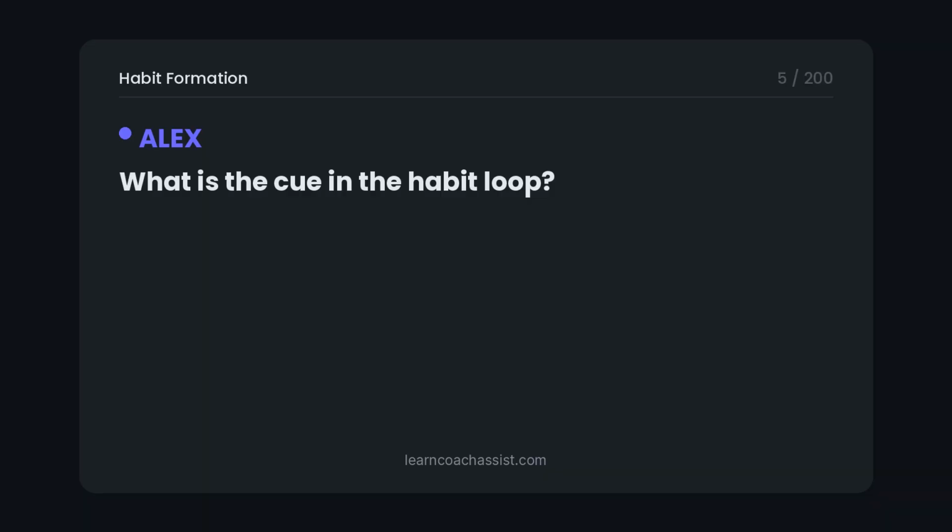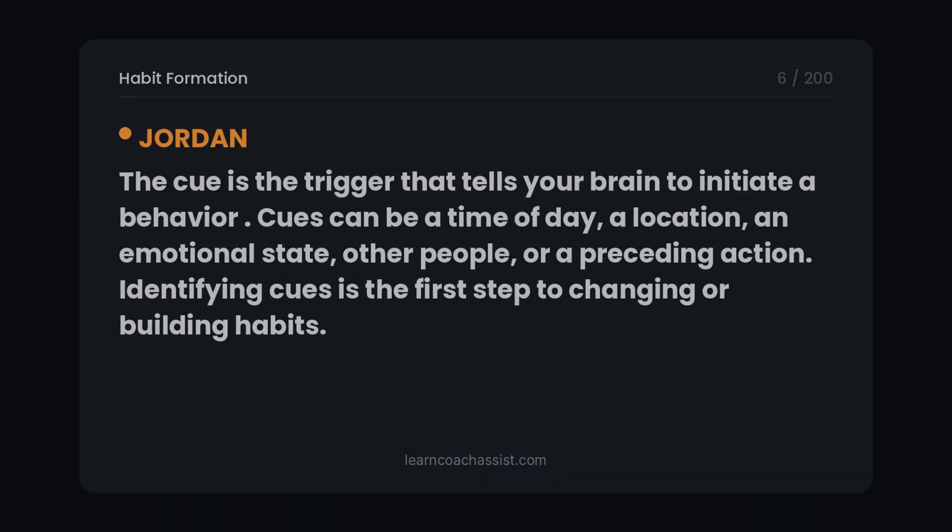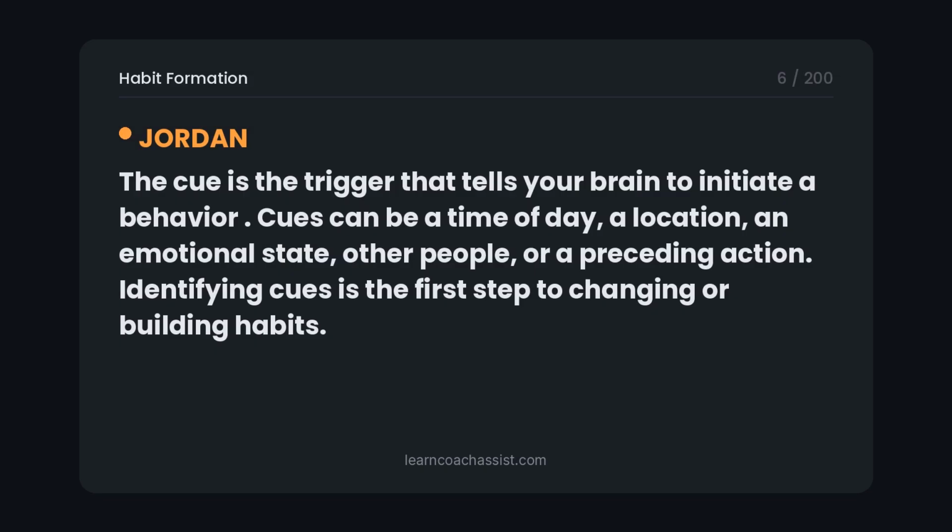What is the cue in the habit loop? The cue is the trigger that tells your brain to initiate a behavior. Cues can be a time of day, a location, an emotional state, other people, or a preceding action. Identifying cues is the first step to changing or building habits.